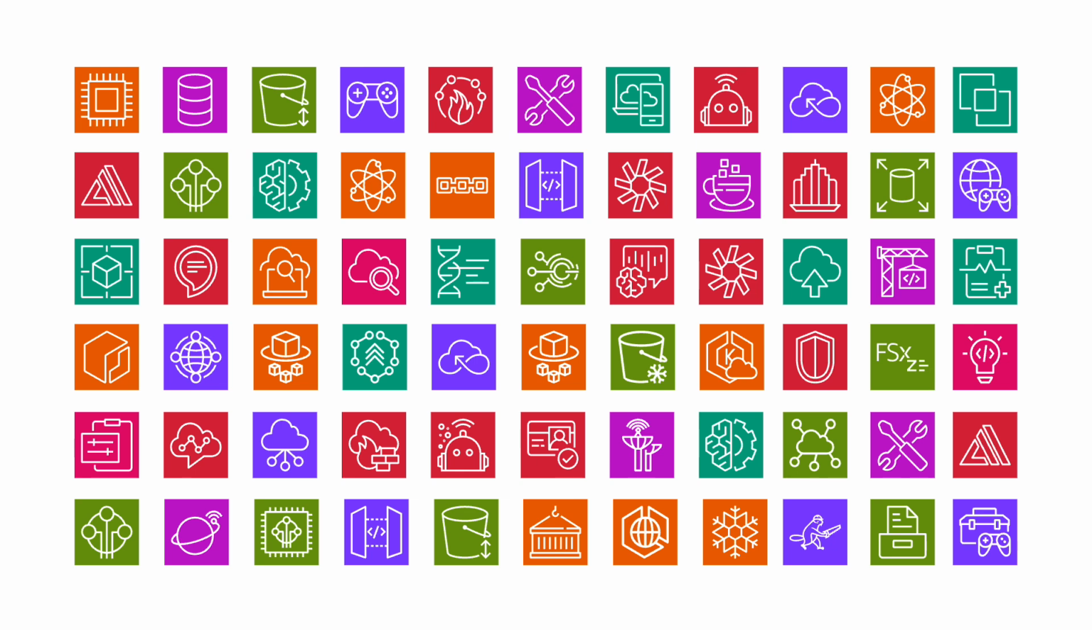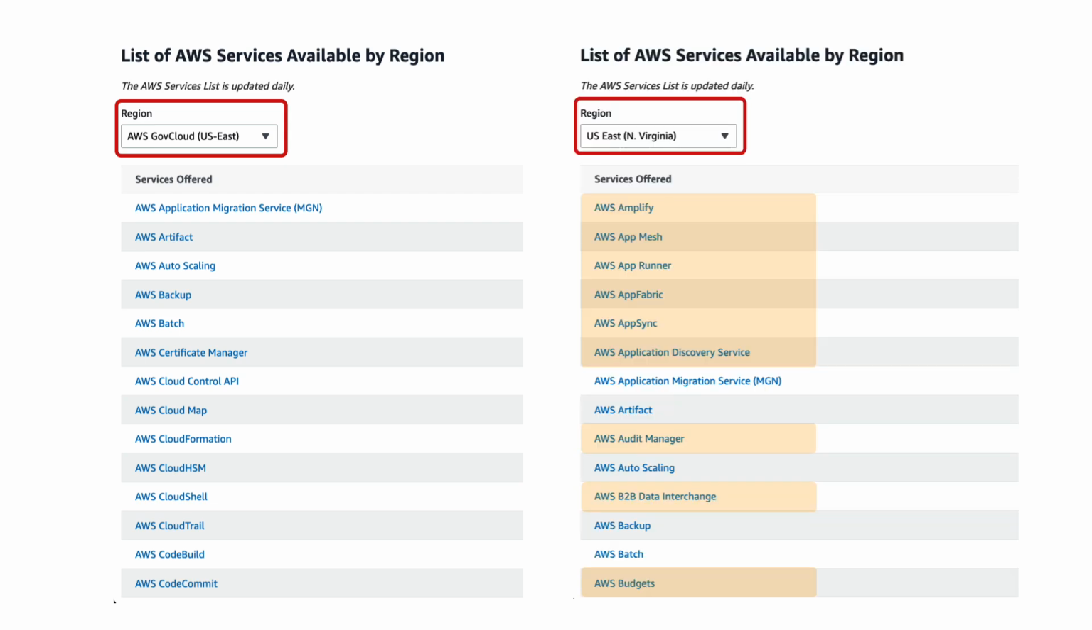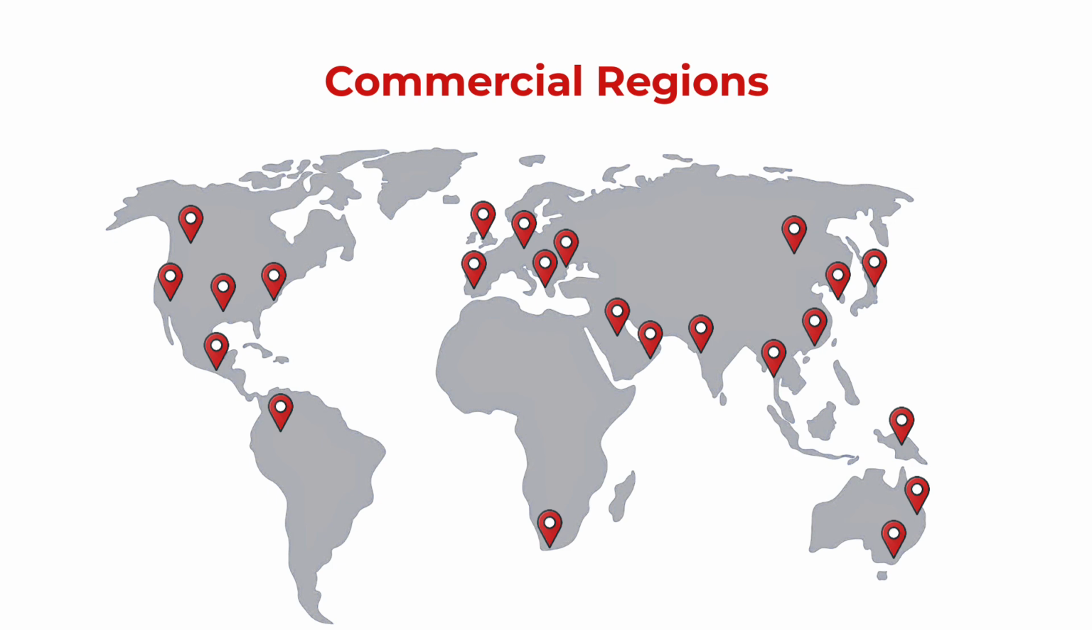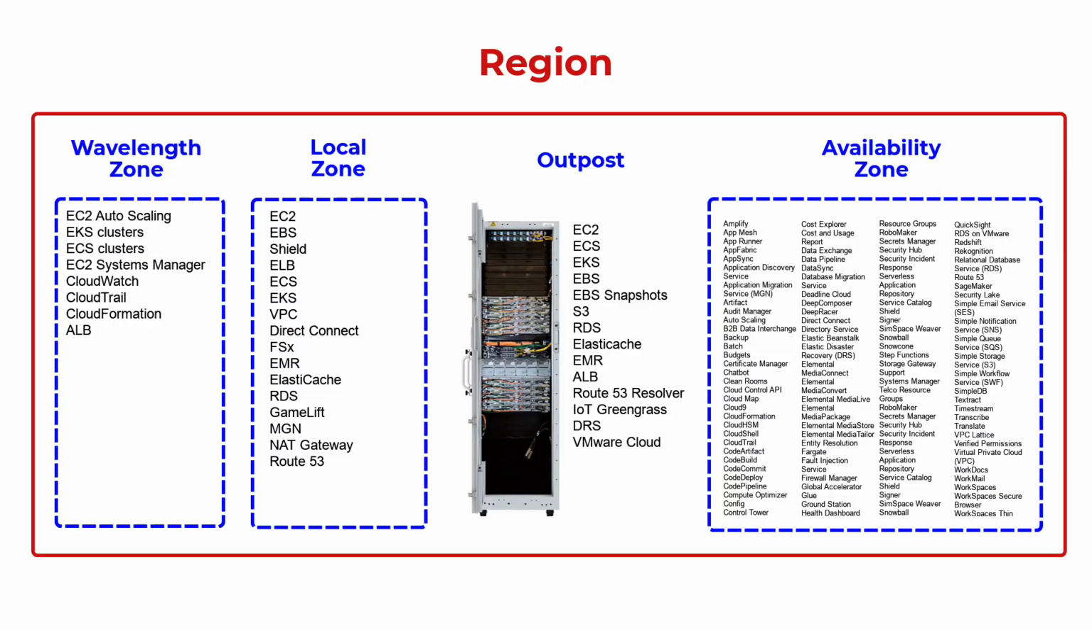AWS has over 200 services such as compute, storage, and database. However, not all services are available uniformly. For example, a GovCloud region does not have all the services that are available in a commercial region. Even within a partition, not all regions have parity. For example, a commercial region of US East 1 usually has all the services including the latest releases, while other regions lag. Even within a region, wavelength zones, local zones, and outposts don't have all the services that are in the availability zones.